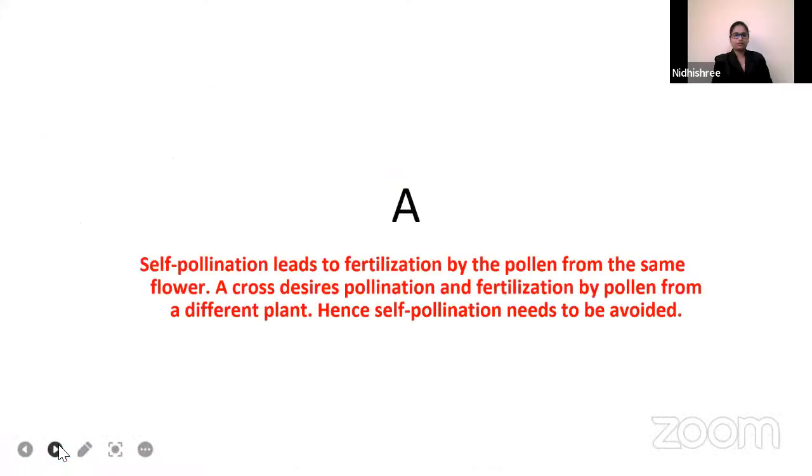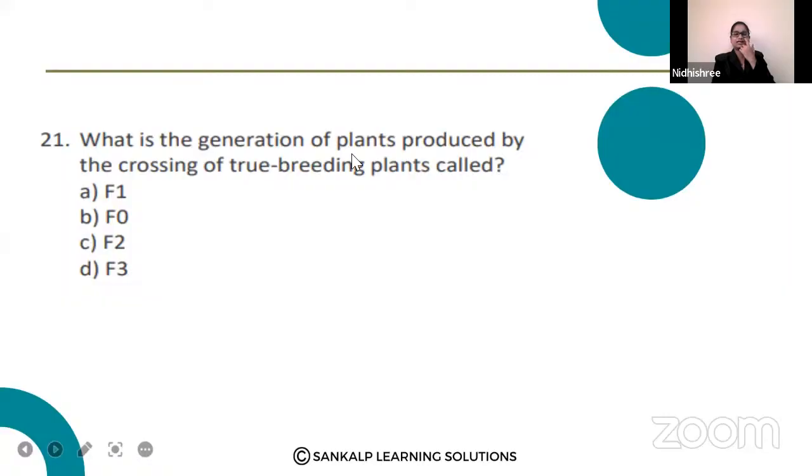Now, let us discuss some questions again. The 21st question. What is the generation of plants produced by the crossing of true breeding plants called? Option A F1, option B F0, option C F2, option D F3.